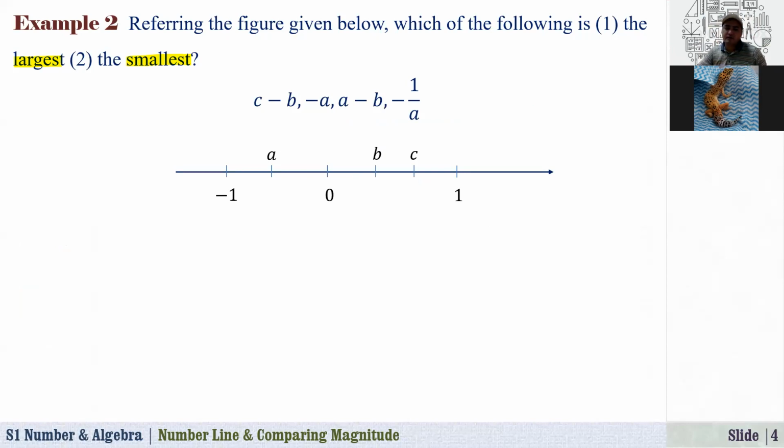So we have to compare these expressions, right? We have C minus B, negative A, A minus B, and minus 1 over A. Here we have negative 1, A is here, and B is here, C is here, and 1 is here.